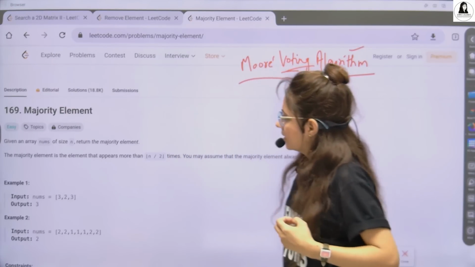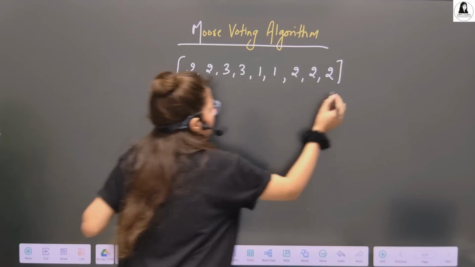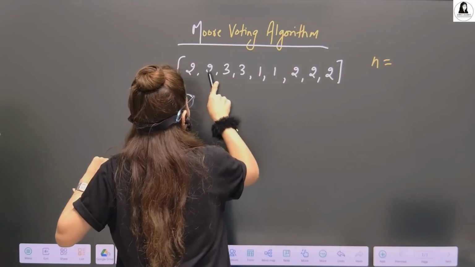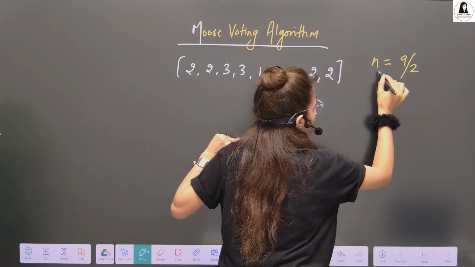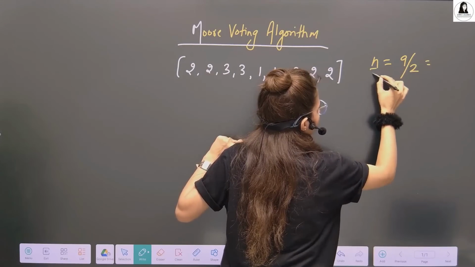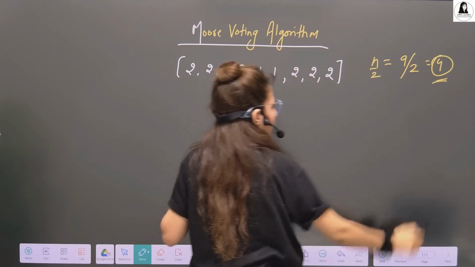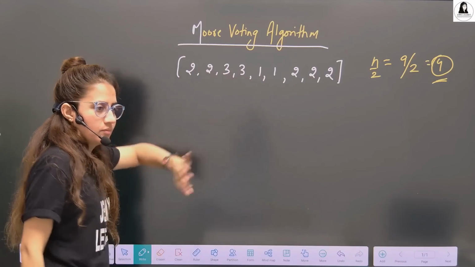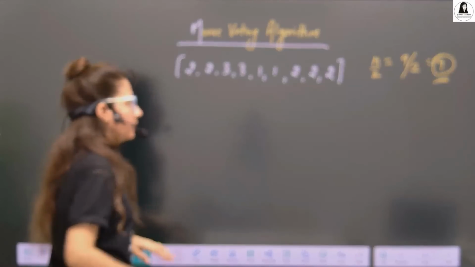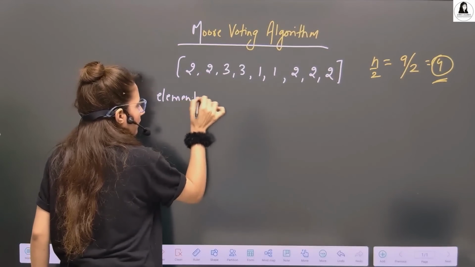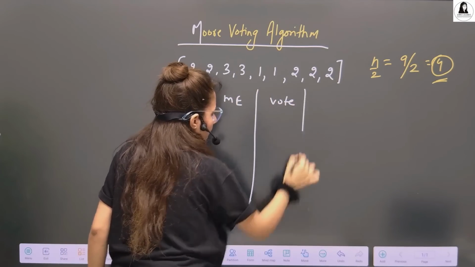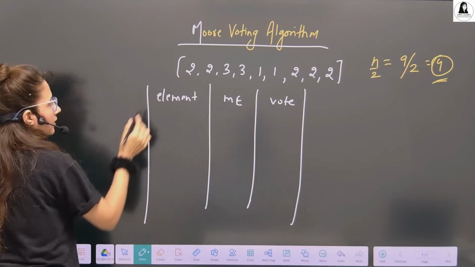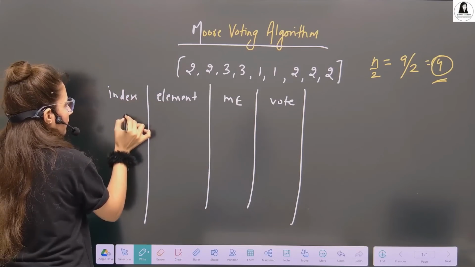So what is this voting algorithm? Suppose this is my array and here I'm having n is 9, with elements 1 2 3 4 5 6 7 8 9. So n by 2 is divided by 2 and it will become 4. So greater than 4, like at least 5 times an element should be there to be a majority element, right? Let's see. We are having the current element, then majority element, then vote or count, and let's take index also.